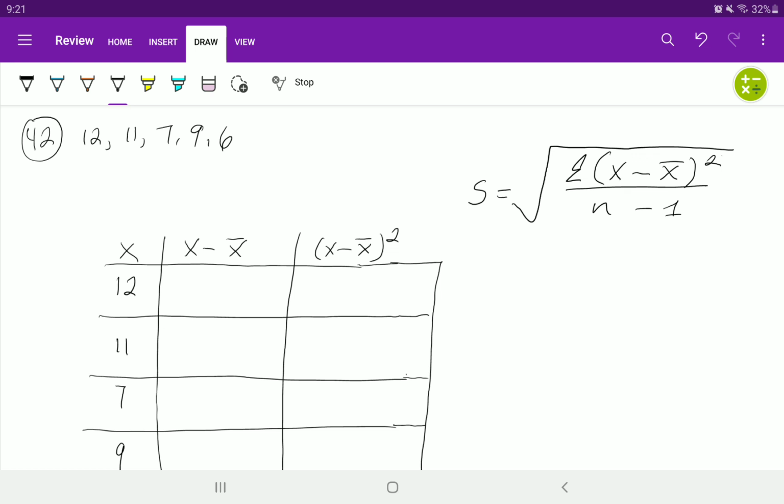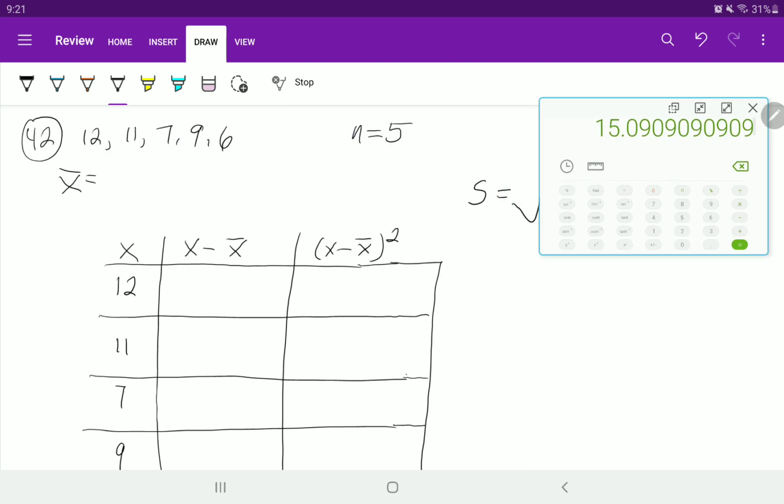So step number 1 is, identify how many data values you have. We did that already back in the question. We have 5 data values. So n equals 5. I'm going to put that right here. Next, you want to find the mean of your data set. To find the mean, which is x bar, you're going to add up all the values and divide by 5.